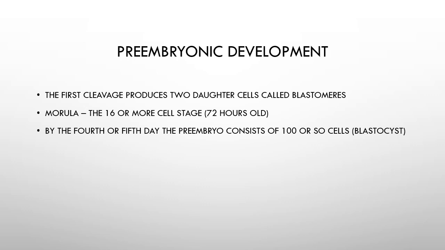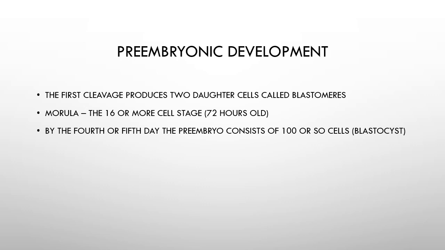And so we get two daughter cells. Those two daughter cells are then going to divide again. By the time we get up to 16 cells, we have what we call a morula. This is now still traveling down through the fallopian tubes. We're roughly 3 days in at this point. At that point, we have a number of cells that are now dividing, and now we get up to 100 cells.